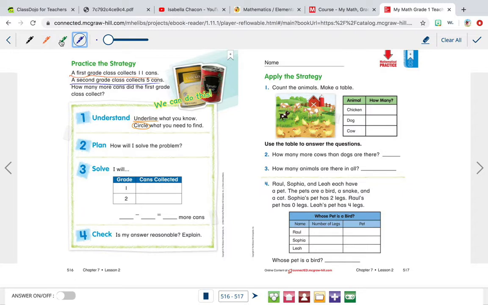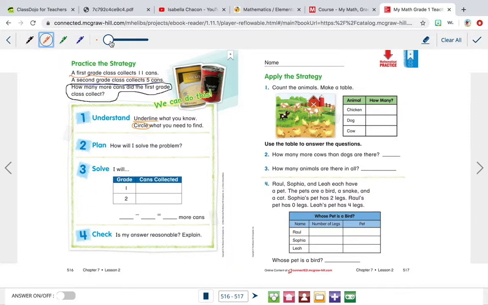How many more cans did the first grade class collect? So we're going to circle this because this is the question that they're asking us. This is what we need to find. So we underline what we know and circle what we need to find. We already did that. How will I solve the problem? Well, first we need to make a table.